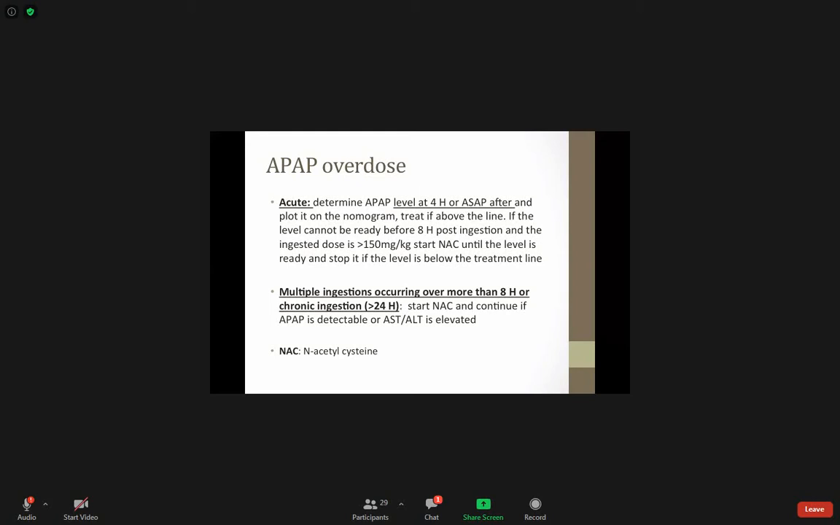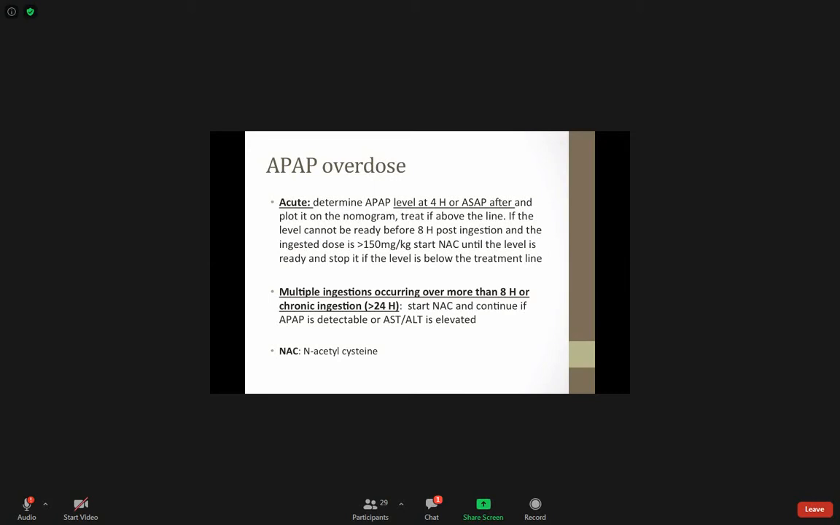That's why we like to give it as soon as we can when we discover that the patient needs it. So when the patient takes an acute overdose, you do the level at 4 hours or as soon as possible after 4 hours. And if it's above the line in the nomogram, I'll show you the nomogram, you give them N-acetylcysteine. You don't need to remember the doses, okay?